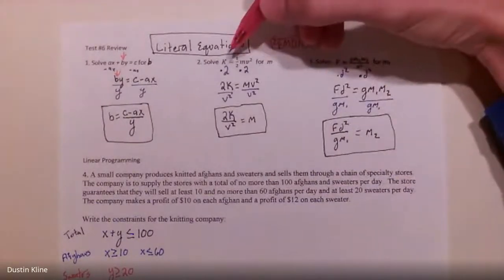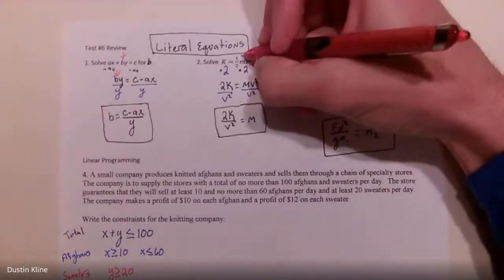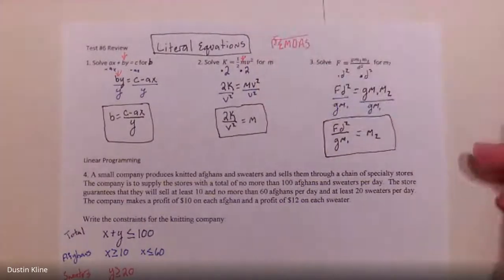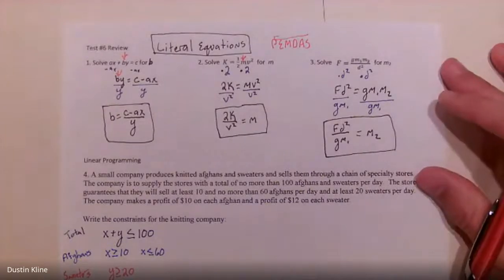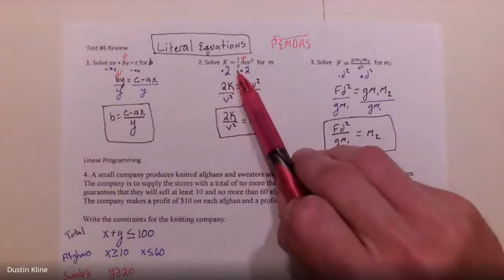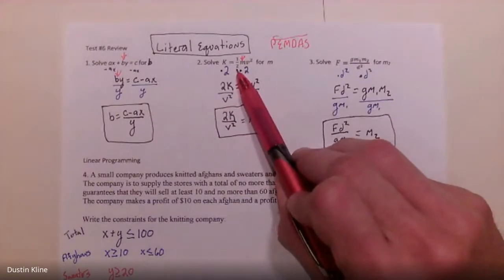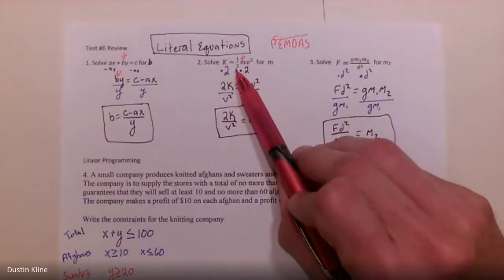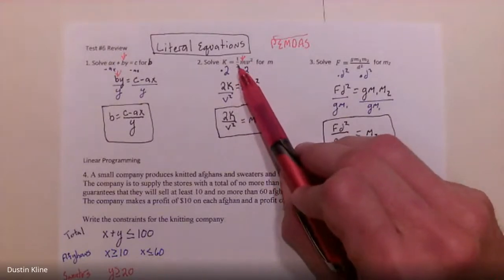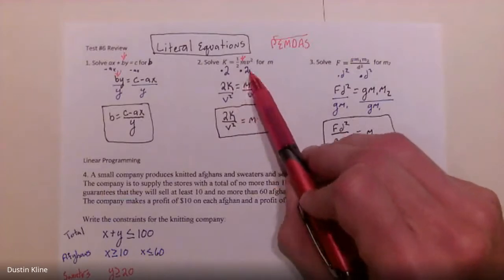Number 2, we're solving this equation for m. So you identify your variable of interest. Then we want to eliminate everything else from that side of the equation. You have 2 choices. You can either start by eliminating the 1/2 or the v squared. I chose to eliminate the 1/2 first. In order to divide by 1/2, you multiply by the reciprocal, which is 2. So we multiply each side by 2.